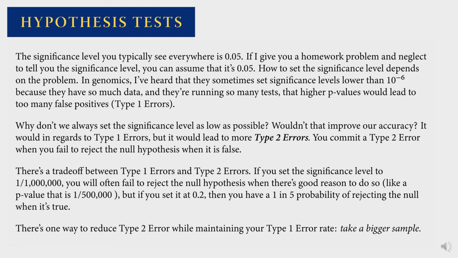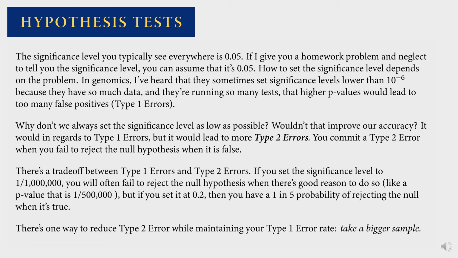You choose the significance level. The significance level is the probability that you'll make an error and reject the null hypothesis when it's true. So you might think that you'd always want to set it as low as possible, but there's actually a trade-off between type 1 and type 2 errors.